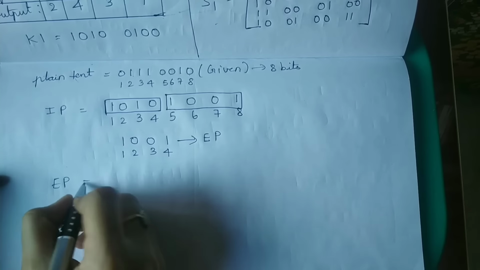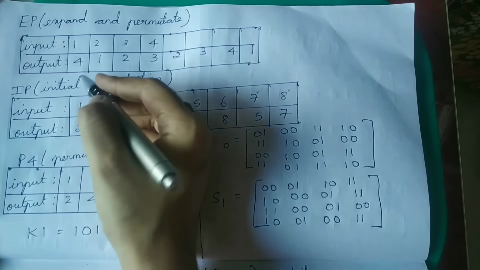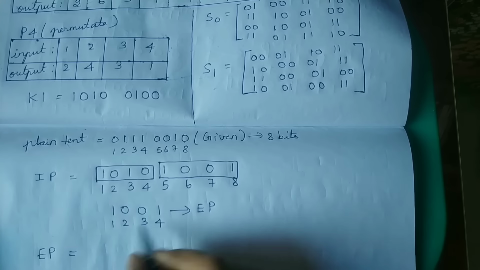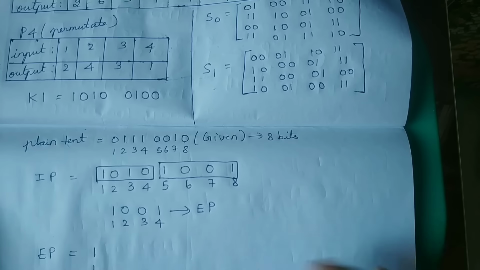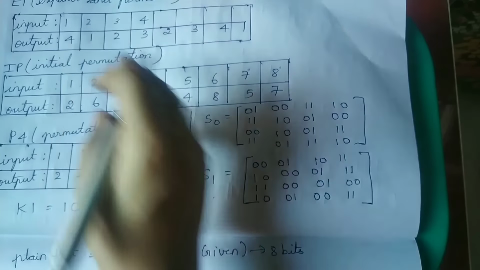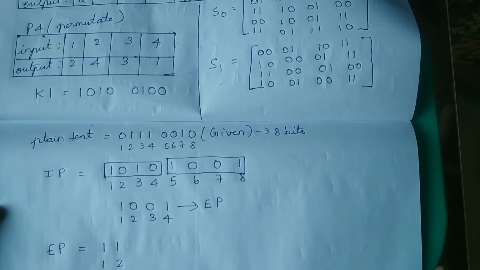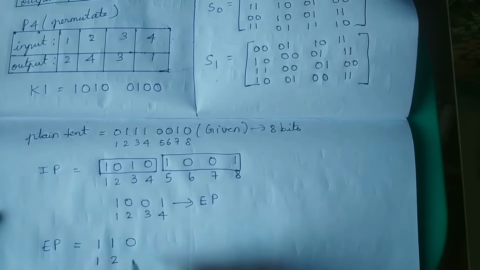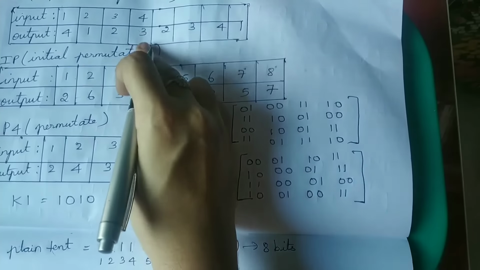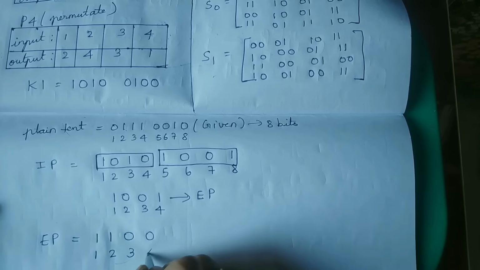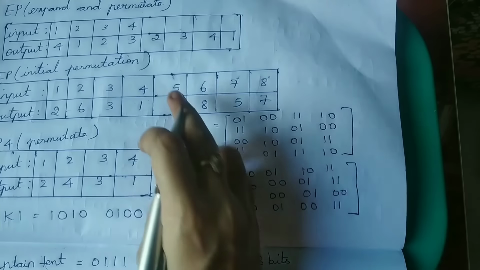EP is equal to, now look at the EP table. Here it is 4 to 1. The fourth bit is 1, so 4 to 1. Next it is 1 to 2. The first bit is 1, so 1 to 2. Next it is 2 to 3. The second bit is 0, so 0 to 3. Next it is 3 to 4. The third bit is 0, so 0 to 4.